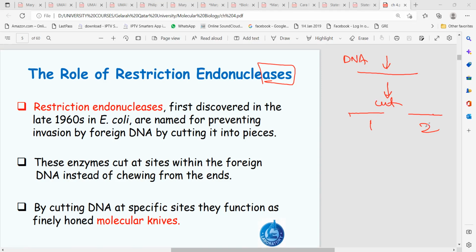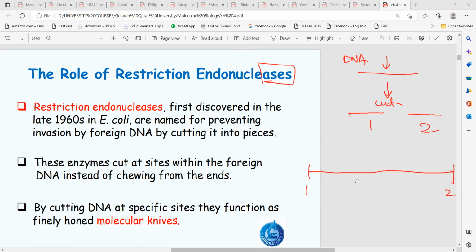Clear? Okay. And they cut, see, this is the whole sequence of DNA. They will not cut by their choice or cut randomly. They will cut at a specific DNA sequence. Clear? There will be some specific sequences where it will cut. It's not anything random.